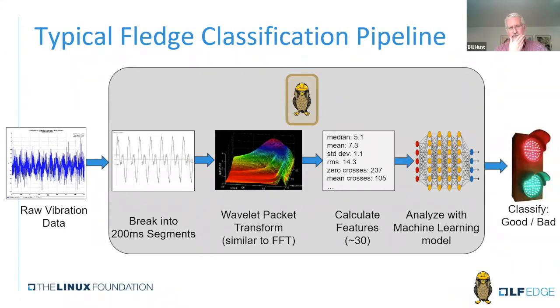This is a typical classification pipeline that various real users are using. I won't go into all the math, but the basics are that the raw vibration data comes in, it gets broken down into small segments, 1/5 of a second each. Each of those time slices is divided up into frequency bands. And then for each of those time sliced frequency bands, we calculate a number of what we call features.